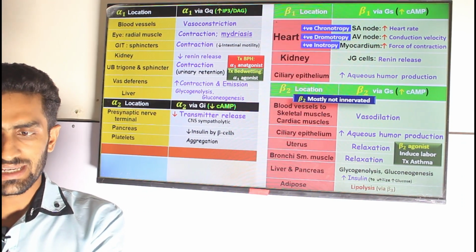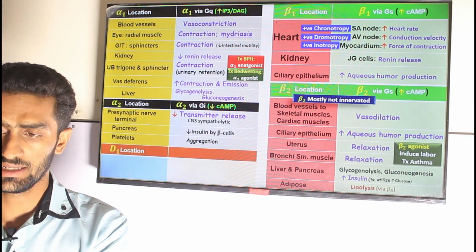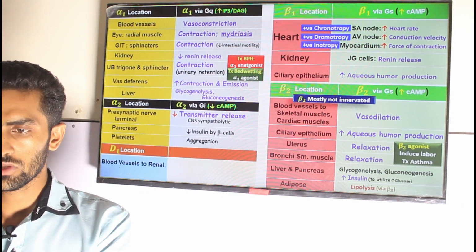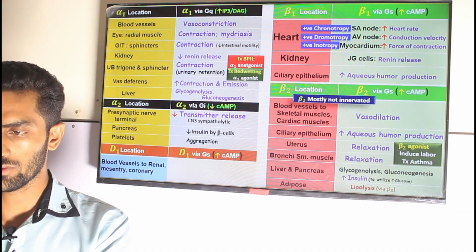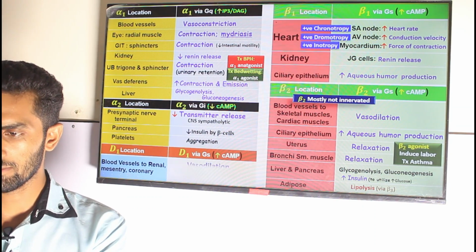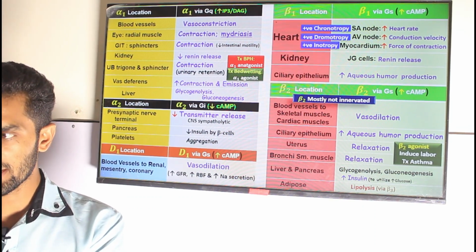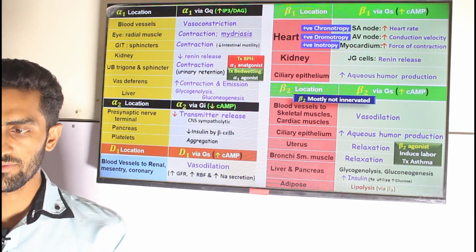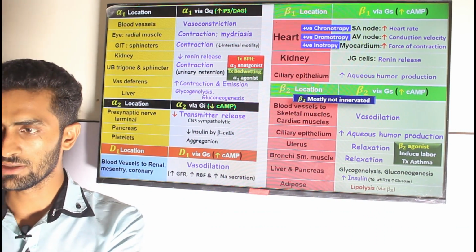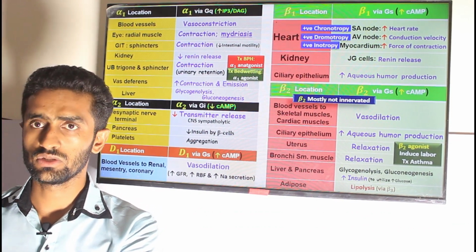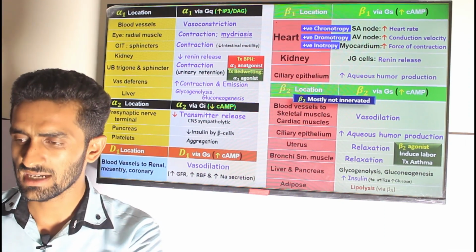And the other is associated with D1, the dopamine 1 receptor. They are associated with the renal, mesenteric, and coronary vessels, so they increase the blood supply. Their mechanism is Gs simply. They cause vasodilation and increase the GFR, the RBF, and sodium excretion. So it's easier if you try to memorize all these points.